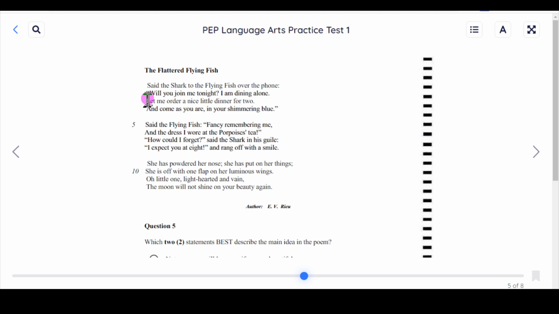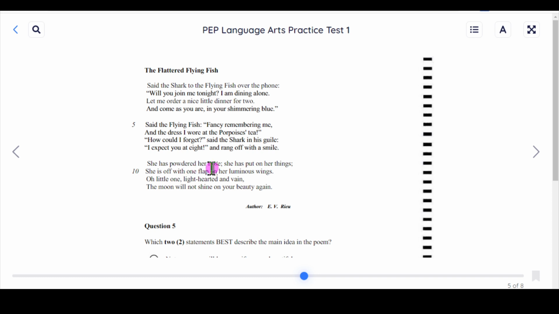Said the shark to the flying fish over the phone, "Will you join me tonight? I'm dining alone. Let me order a nice little dinner for two. And come as you are in your shimmering blue." Said the flying fish, "Fancy remembering me and the dress I wore at Porpoise's tea." "How could I forget?" said the shark in his guile. "I expect you at eight," and rang off with a smile.